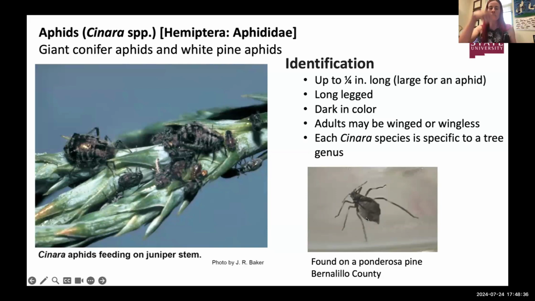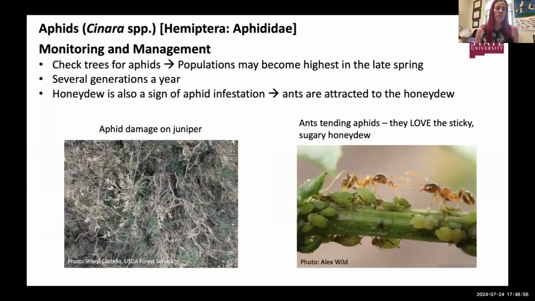They have that piercing, sucking mouth part. The adults may be winged or wingless. They have wing forms to transfer themselves to another tree when they're dispersing. And there are quite a few different species of these, but the management strategies are similar. So what you want to do is always check your trees for aphids, because some species can vector diseases, and a lot of them can be tended by ants.